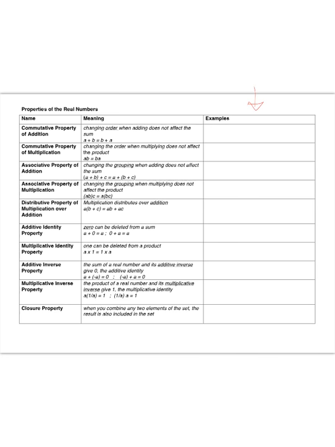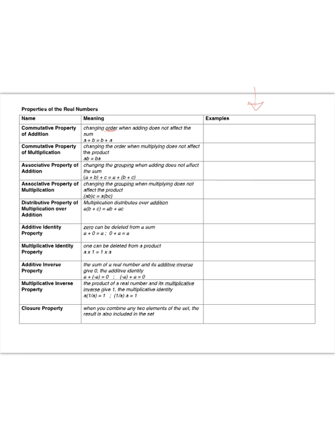So, commutative property of addition, and you need to know these names and be able to recognize this. When you're changing the order when adding, it doesn't affect the sum. I want you to come up with an example. See, the order doesn't matter. A plus B equals B plus A.